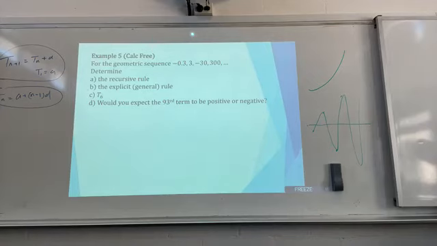That's the recursive. The second one's recursive. Yeah, and that's the explicit.